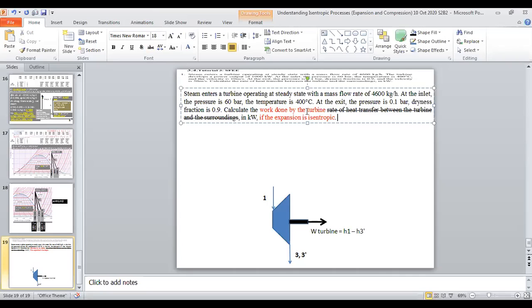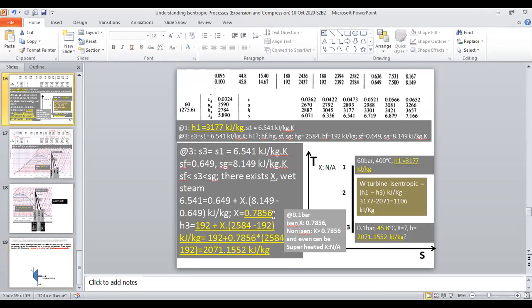Now, calculate the work done by the turbine. Rate of heat transfer we also take out, because we are learning step by step. So now you cannot assume the expansion is isentropic, because when isentropic, you know your x value is 0.7 something. You got it here. X isentropic.